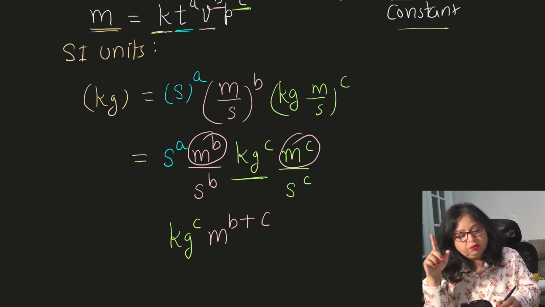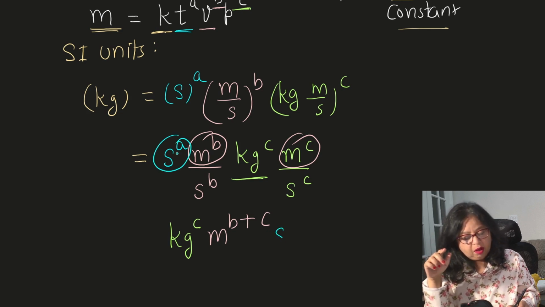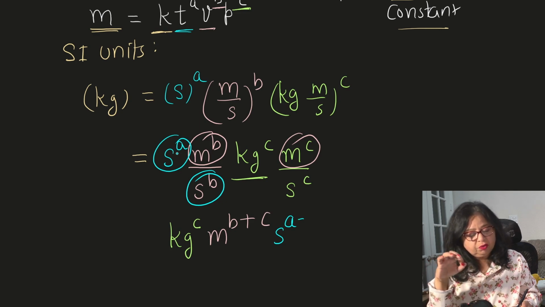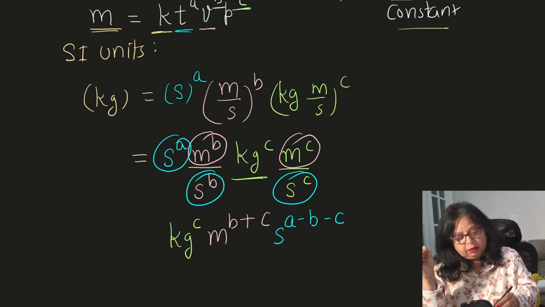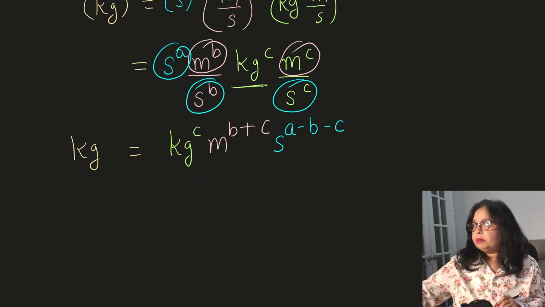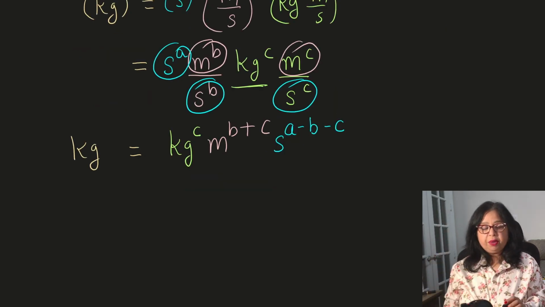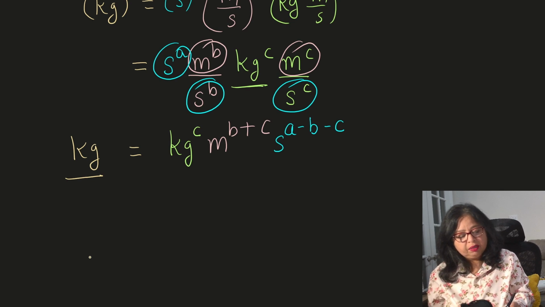Moving on to seconds. Seconds to the power a. Seconds to the power b is downstairs, so this will give me minus b upstairs. Seconds to the power c downstairs will come upstairs and become minus c. And I have kilograms on the left hand side. Next, I'm going to compare kilograms on the left hand side to kilograms on the right hand side. So kilograms to the power 1 equals kilograms to the power c.